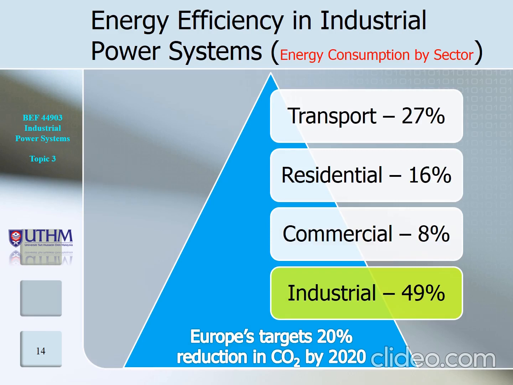Here is the energy consumption by sector. We can see here that transportation uses 27%, residential 60%, commercial only 8%, but industrial 49%. The highest energy consumption sector is industrial. And Europe's target is a 20% reduction in CO2 by 2020.